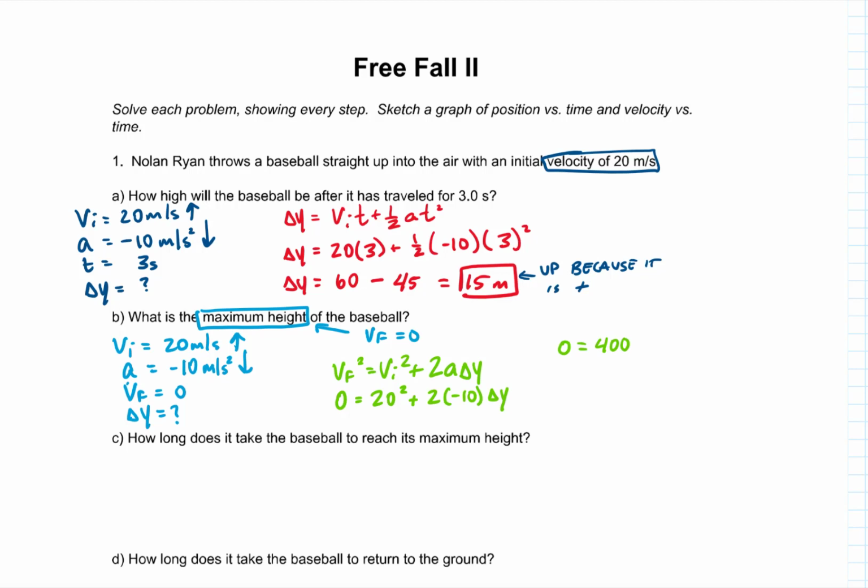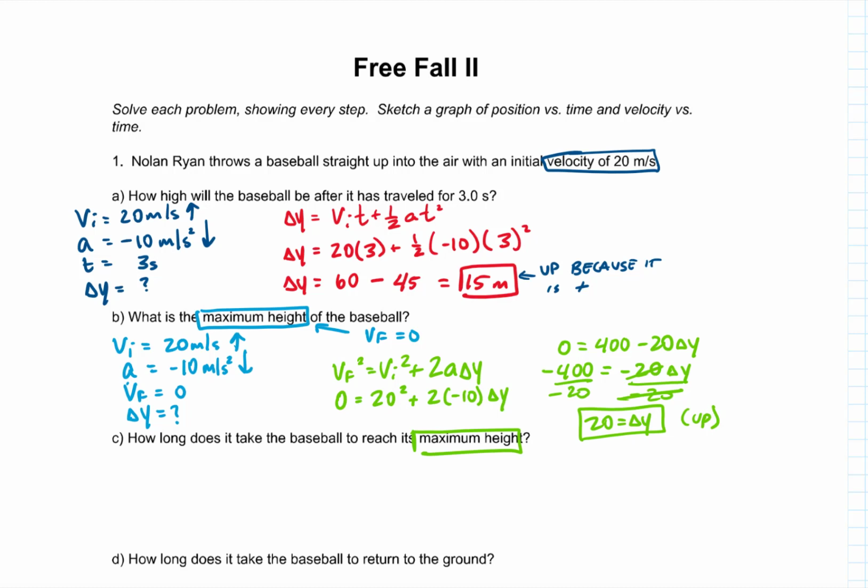So I got 0 is equal to 400 minus 20 delta y. So I multiplied 2 and negative 10 together. So in order to solve, I'm going to subtract 400 from both sides. So that gives me negative 400 equals negative 20 delta y. I'm going to divide both sides by negative 20. The negative 20s go away on that side. 400 divided by negative 20 is positive 20, equals delta y. And again, that's going to be up.